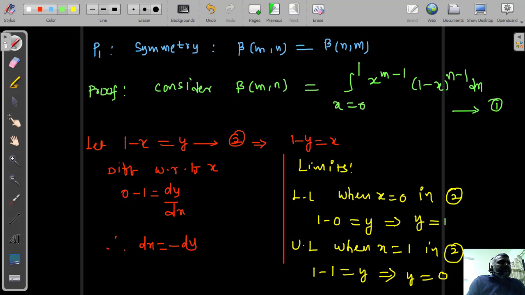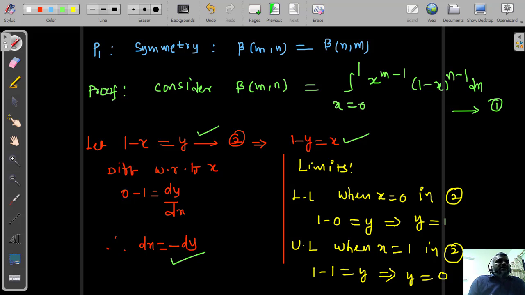Now the next step is substitution of these results in equation 1. First, 1 minus x means y is substituted. Next, the dx value also we need to substitute in equation number 1, as well as the x value. So the third one, x equals 1 minus y, which means wherever x is there I have to write 1 minus y. And the fourth one is that the y limits are 1 to 0. These four we need to substitute carefully in equation number 1.